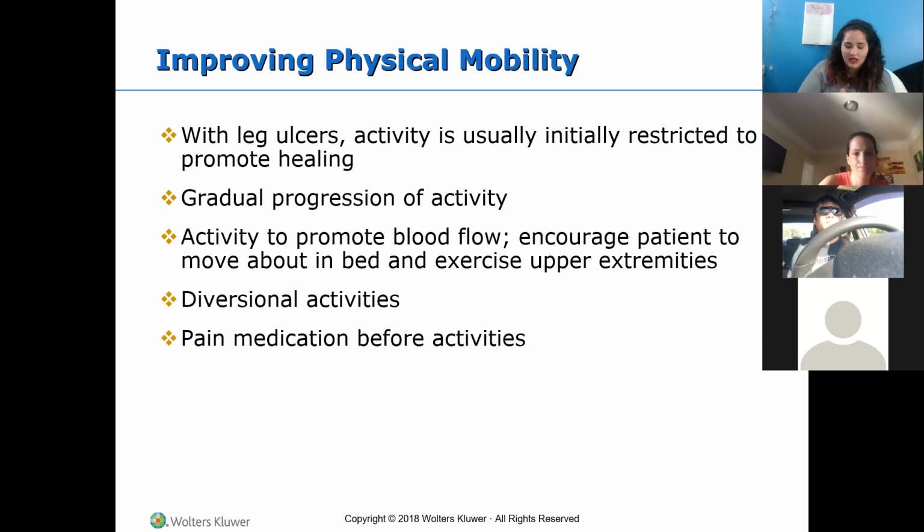So if you have a patient who has physical therapy coming to help them do some exercises, you're going to give them their pain medication before they show up, depending on what pain medication they're getting, maybe half an hour early if it's oral, and that will help them do better with their exercises because they're not in as much pain.